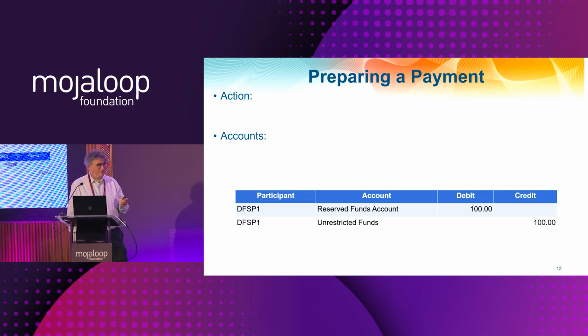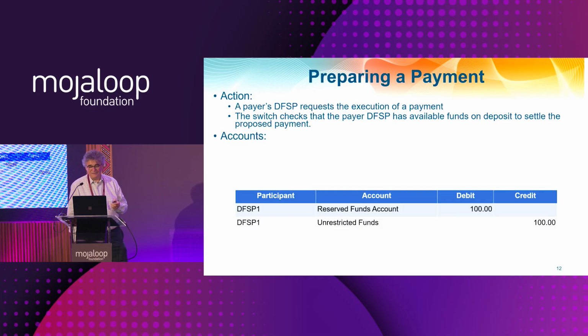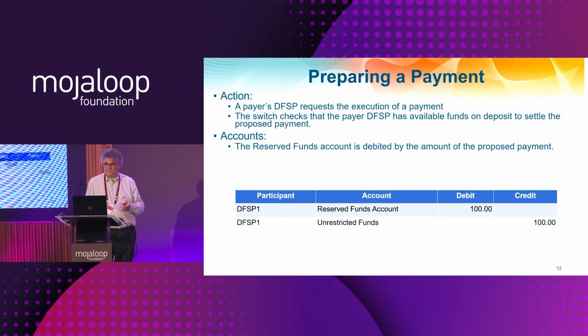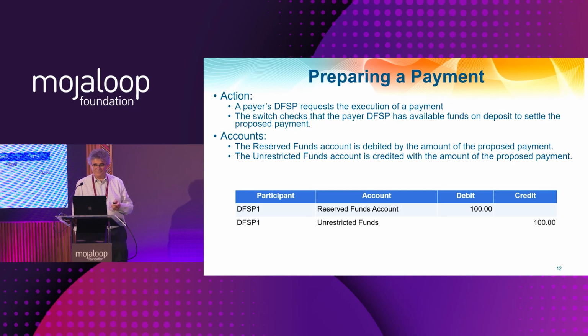Next up, we prepare a payment. We do the liquidity check. The switch checks that the payer DFSP has got funds on deposit, and if it has, the reserved funds account is debited by the amount of the proposed payment, and the unrestricted funds account is credited with the amount. So the asset is essentially moved from the unrestricted funds account to the reserved funds account. And if doing that would mean that the unrestricted funds account went positive, then the payment will be rejected. Okay?